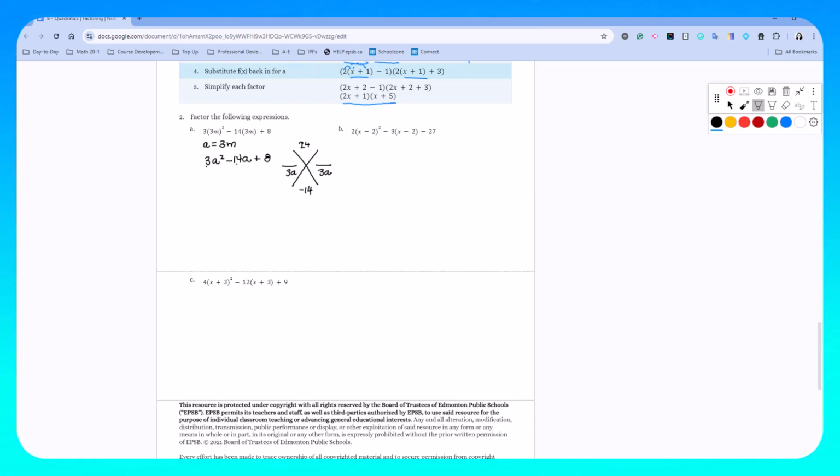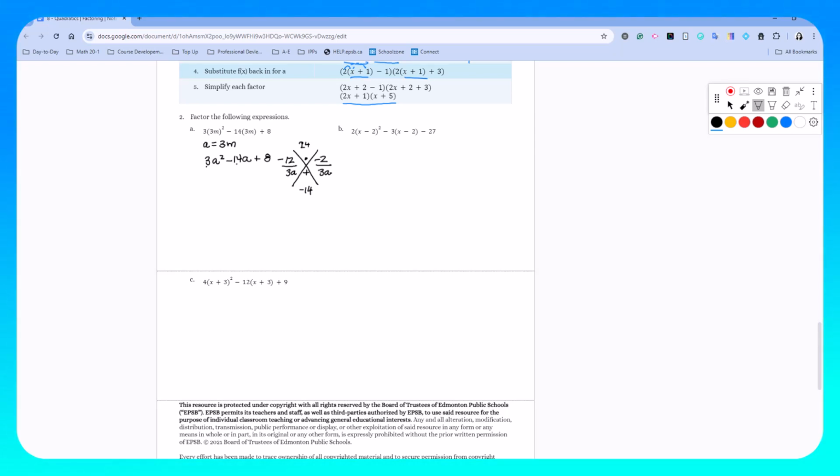Now, a bigger multiple of 24 is 12, and that would have to be multiplied by 2. But this is negative 14, and 12 plus, remember this is plus, this is multiply, 12 plus 2 is positive 14. So the only way this is going to work is if these two are both negative. So negative 12 times negative 2 is positive 24, and negative 12 plus negative 2 is negative 14.